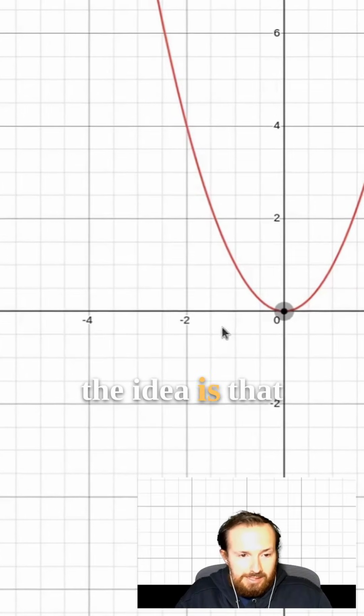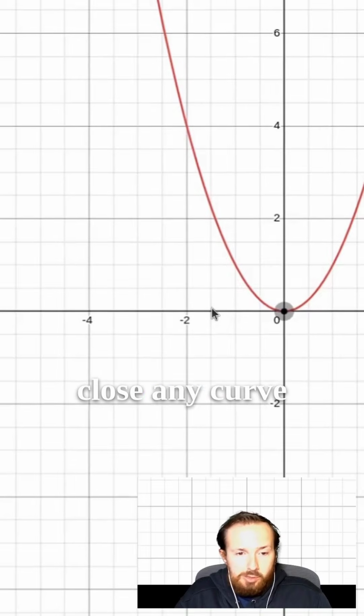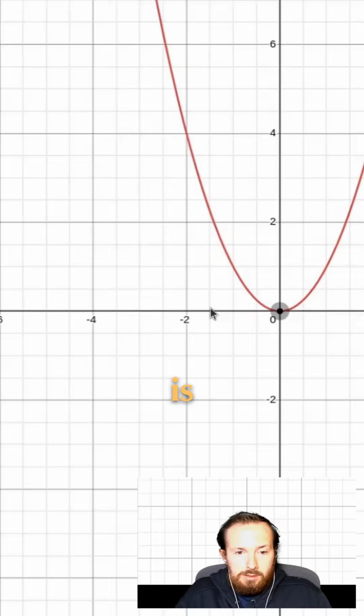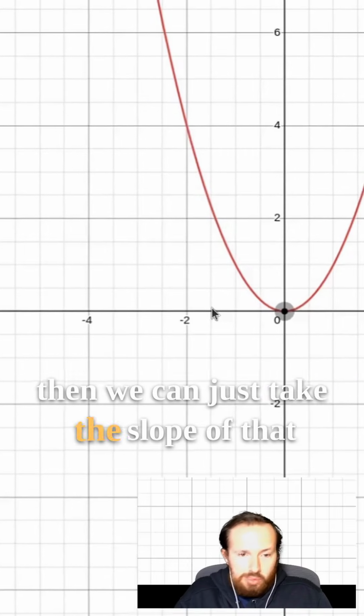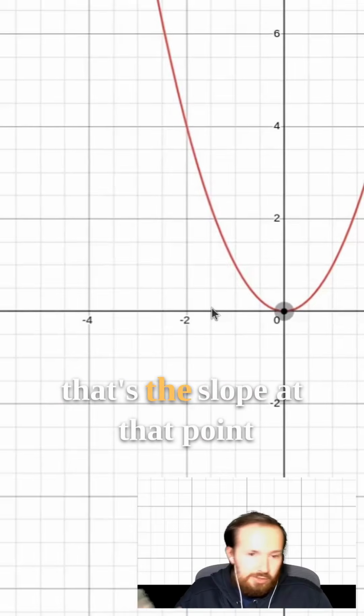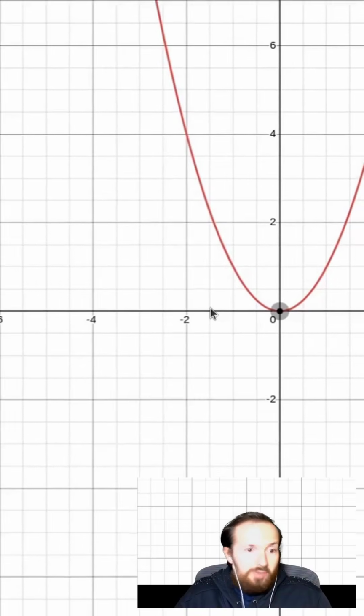Basically, the idea is that if we zoom in really, really close, any curve is going to start looking more and more like a straight line. And then we can just take the slope of that straight line and say that's the slope at that point, or that's the derivative at that point.